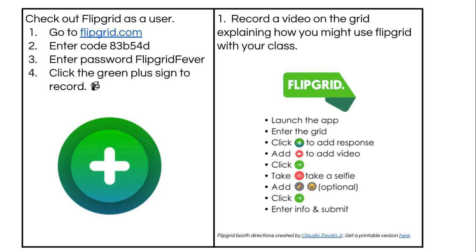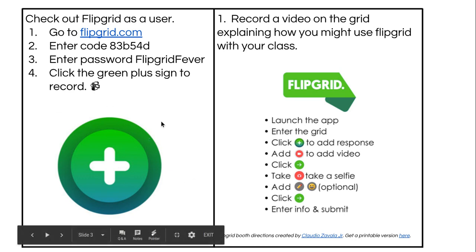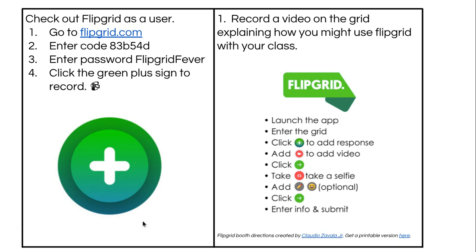All right, now we're going to check out Flipgrid as a user or as a student. We're going to go to flipgrid.com and enter this code. Once we enter this code, there'll either be a password or it will require us to enter our email. And then this green plus sign is always what we see when they want us to record a response.